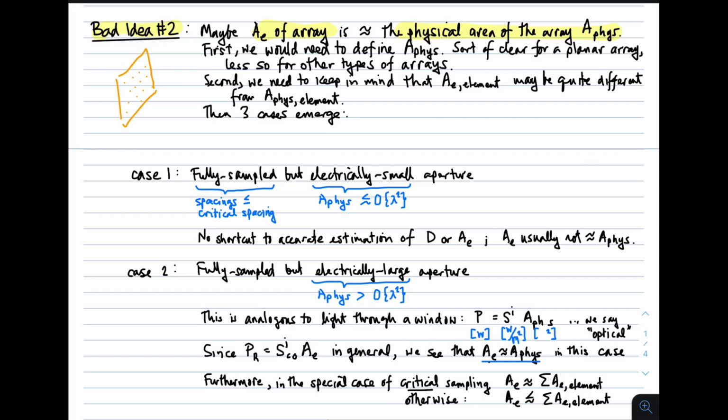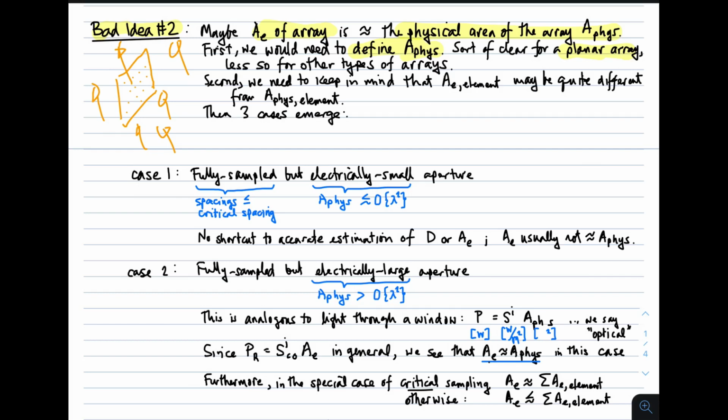The first problem is that we need to define what we mean by physical aperture. Is it simply the number of elements times the spacing between elements? Or do we need to account for margin at the edges of the array? This is not very precise. For a planar array, you can kind of imagine ways to define it, but they're arbitrary. And if you have other types of arrays, for example, distributed arrays where you just have random elements scattered around, now what does that mean? It's not really clear what or how you define that physical aperture.